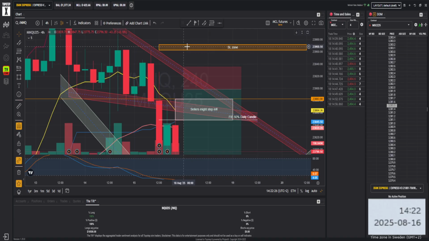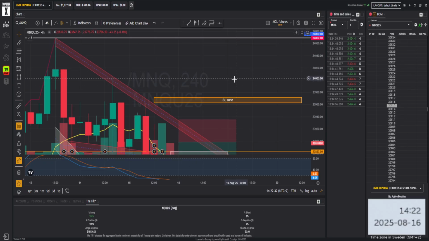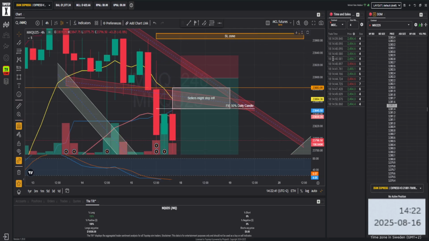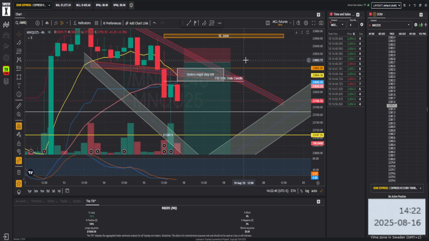And if it comes up here, you don't know what's going to happen. It can come up to the stop loss zone and then drop, or we can continue up. But you shut it here above this trend channel. So that's what I will be looking at. I will definitely see that as valid.